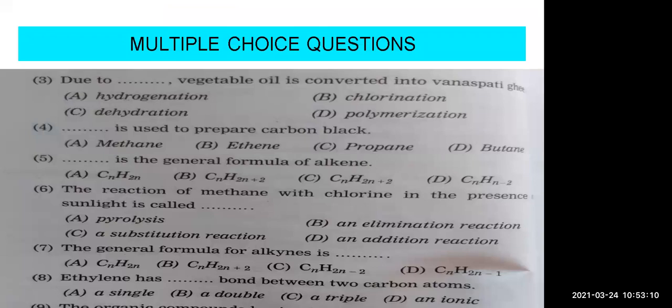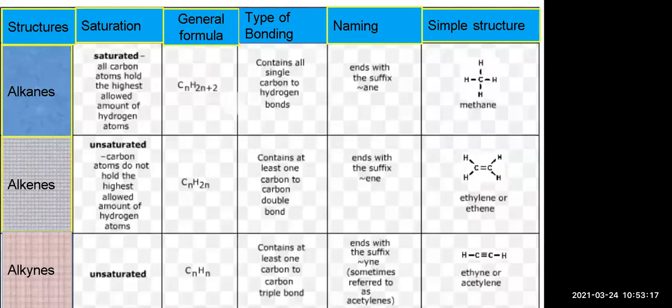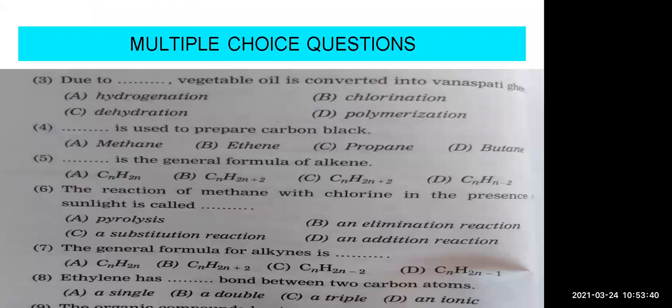Then comes the general formula for alkynes. So what is the general formula for alkynes? As I already showed you, the general formula for alkanes is CnH2n plus 2. The general formula for alkenes is CnH2n. The general formula for alkynes is CnH2n minus 2. So here in this case, CnH2n minus 2, that is option C, will be correct.